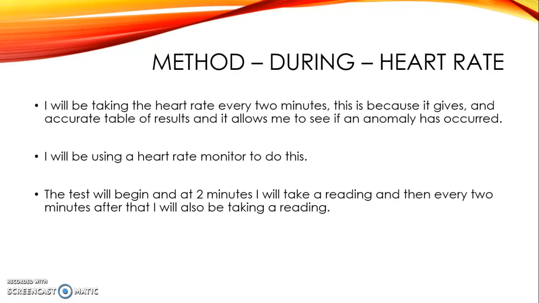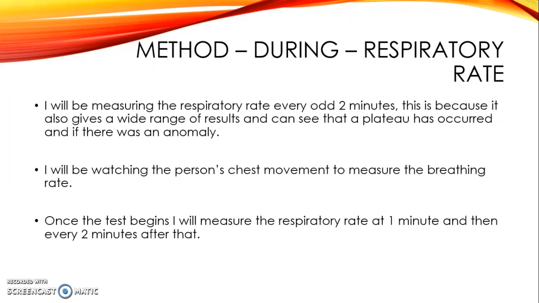To measure the heart rate, I'll be using the heart rate monitor that goes across the chest and a watch. The test will begin at 2 minutes. I will take the recording and then every 2 minutes after that I'll also be taking a reading. So it will start at 2 minutes, then 4 minutes, 6 minutes, 8 minutes, 10 minutes, etc. This is so that I get a lot of results, and the more results I have, the easier it is for me to see an outlier.